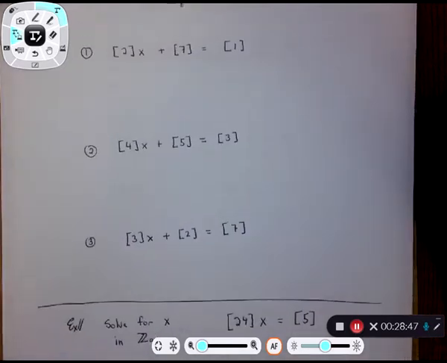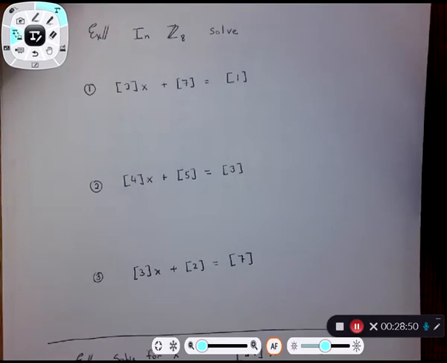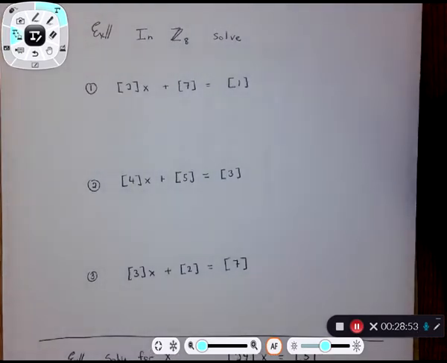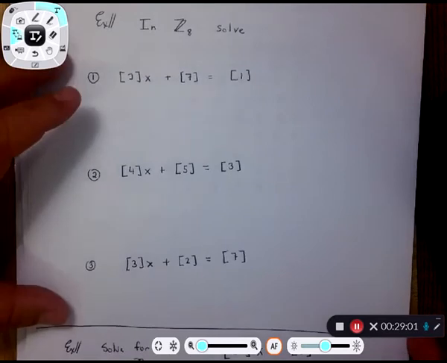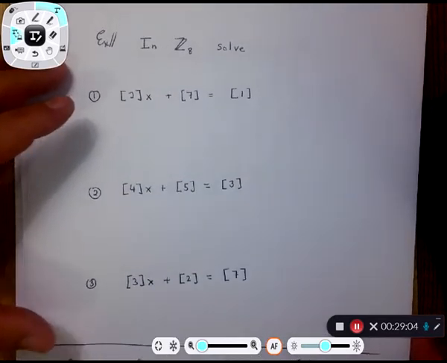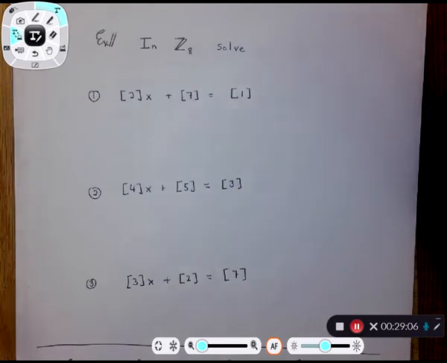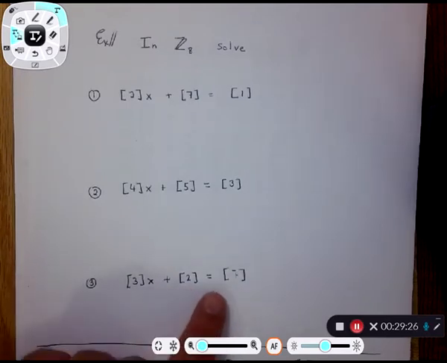So speaking of that, I decided I wanted to give you some examples of equations that you're going to be solving. In this case, I put the Z mod in. I wrote up 3 equations down here. In Z8, I chose 8, so N is going to be 8 in my example. In Z mod 8, solve the equations: 2x + 7 = 1. Then solve the equation: [4]x + [5] = [3]. And the last one: [3]x + [2] = [7].